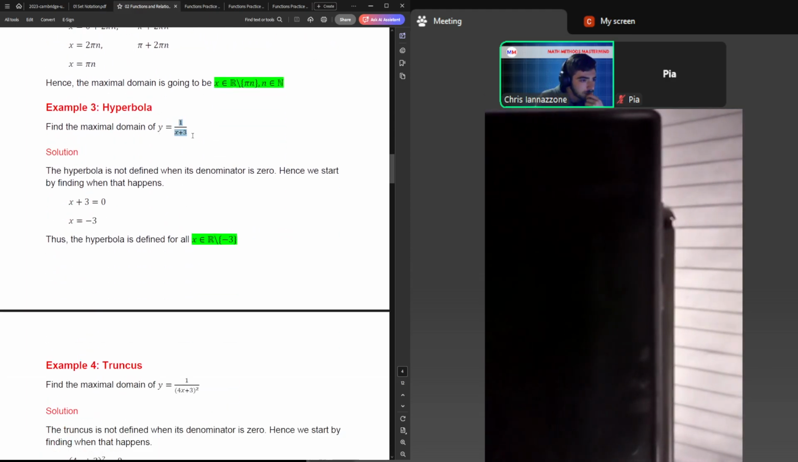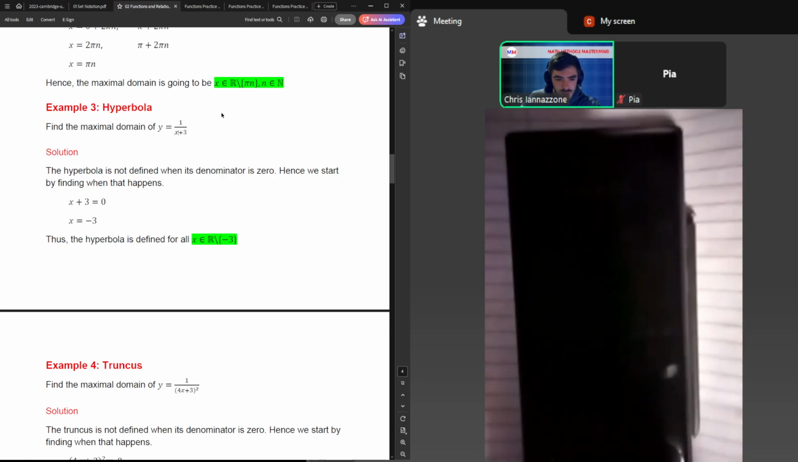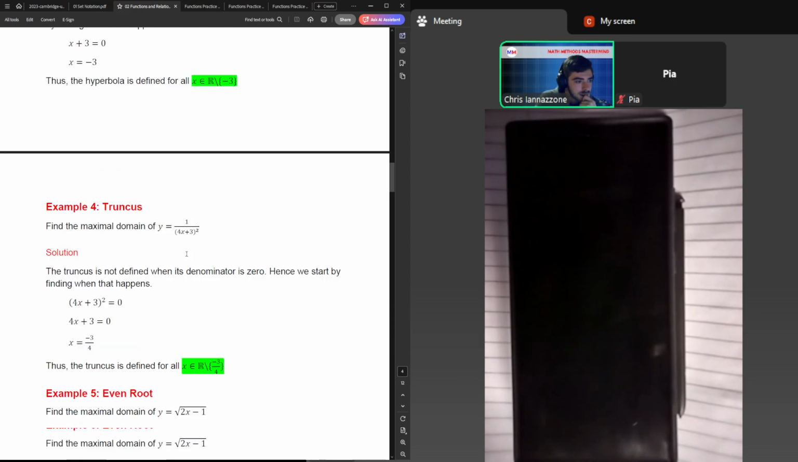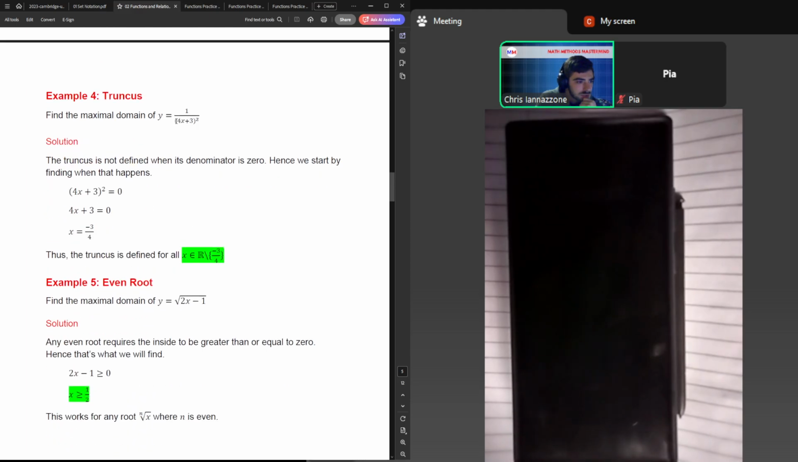Next up, hyperbola. With a hyperbola, you just want to make sure any divide by 0 errors, again, get rid of those. In this case, the denominator is x plus 3. So all we want to do is figure out where x plus 3 equals 0, and then be sure to exclude that from the domain. Exact same thing with truncus. There's your denominator, make it equal 0, and then get rid of that as one of the possibilities.